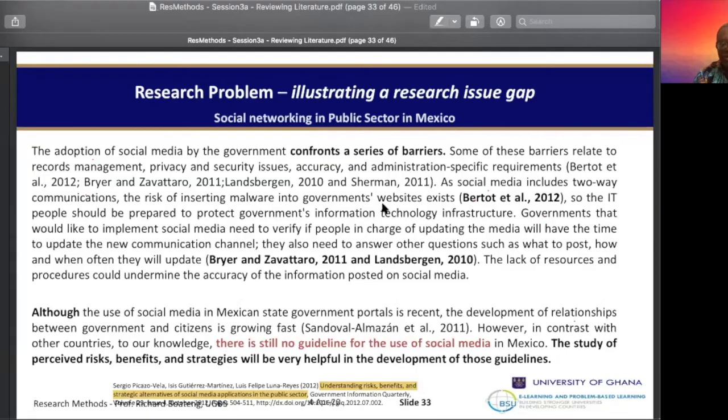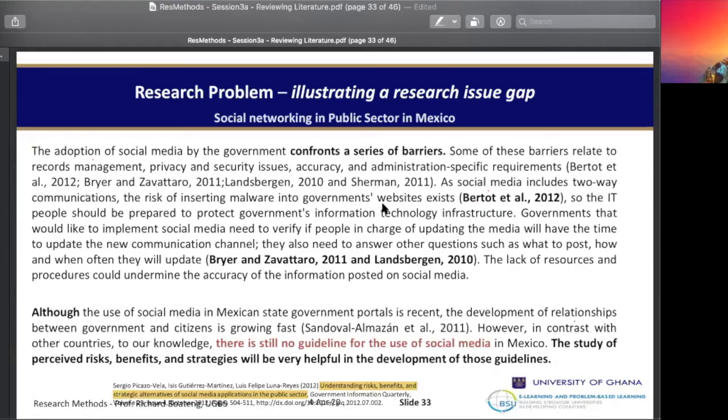What is he trying to say? He's trying to emphasize here that in current practice, some of the countries that may be surrounding Mexico have already developed guidelines for the use of social media in the public sector. But when you come to Mexico, Mexico doesn't have it. So in contrast with other countries, while some countries have it, Mexico doesn't have it. The study of perceived risk, benefits, and strategies will be helpful in the development of those guidelines.